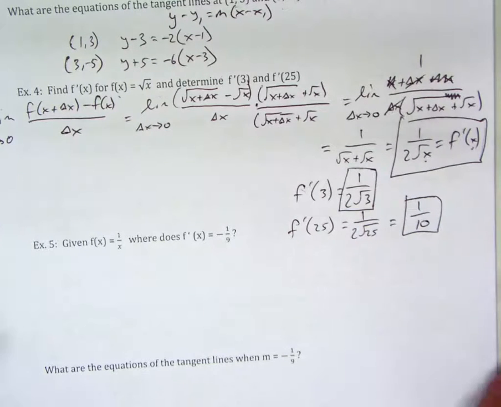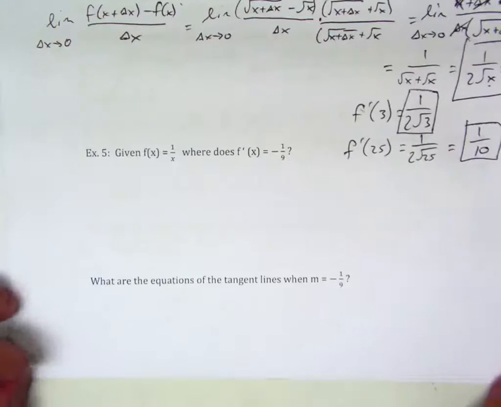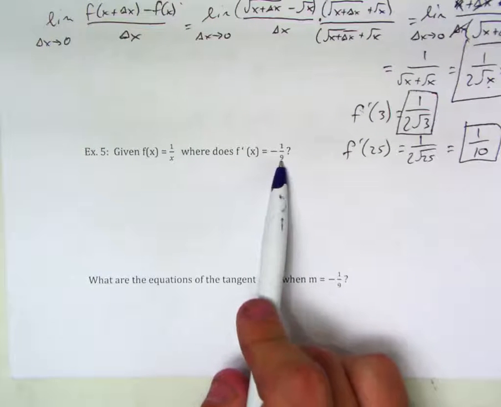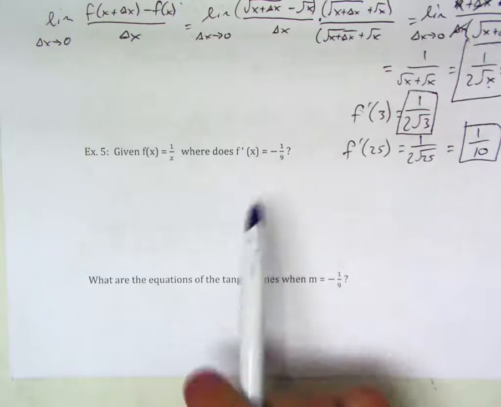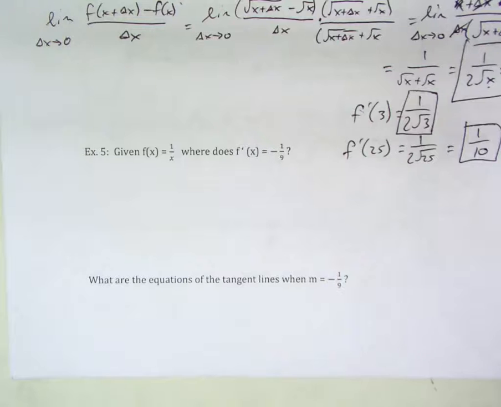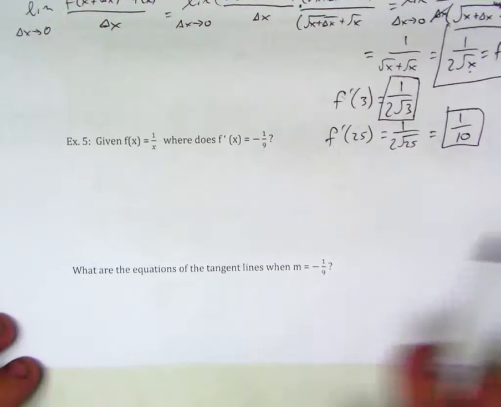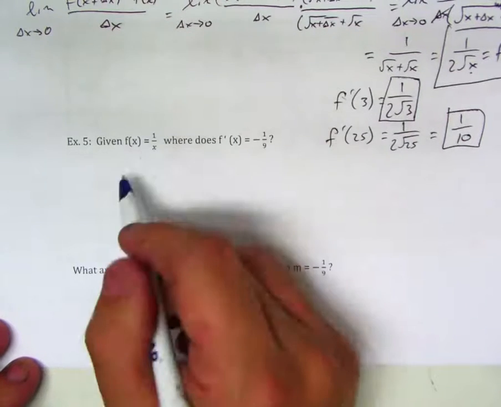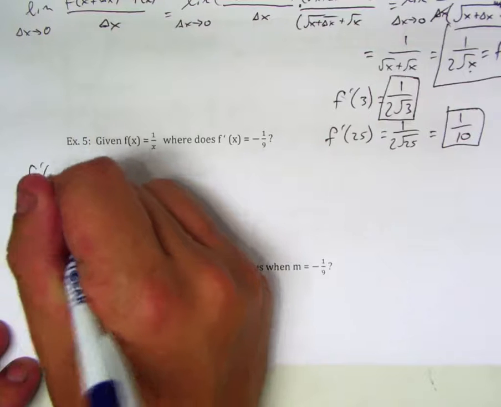All right. Example 5. Given this function, where does the derivative equal negative 1/9? So this is another different question. Previously, we've been asked to find the derivative at an x value. Now I want to know at what x value does the derivative equal negative 1/9? So it's a different question. But we're going to start by finding the derivative of this function. I want to find f prime of x.